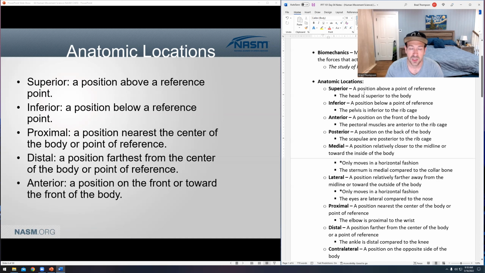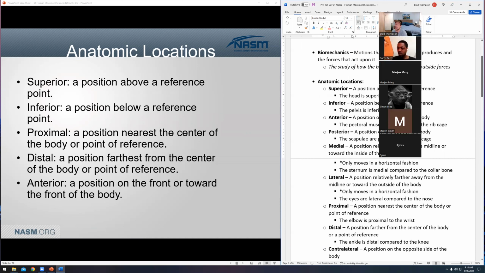So let's talk about some of these anatomic locations, because we don't want to say something is above something else. Because you'd probably all agree, in general, if I just said your head is above everything else in your body, you'd probably be like, "Yeah, that makes the most sense, right? Head's at the very top."